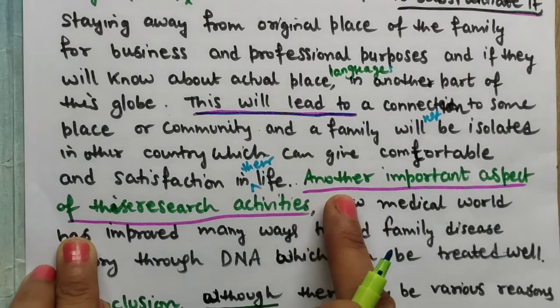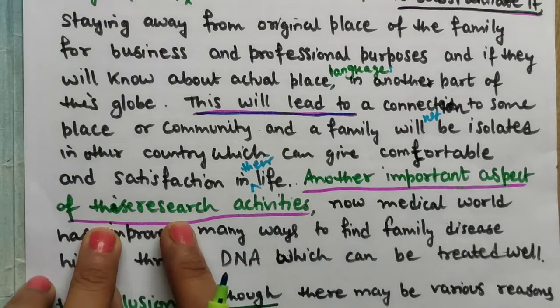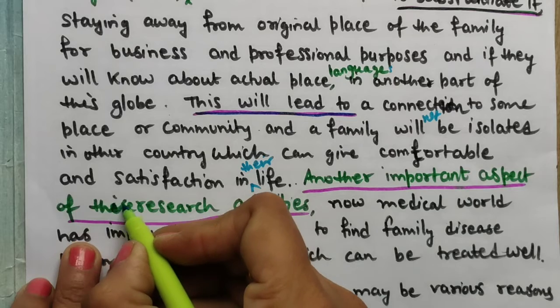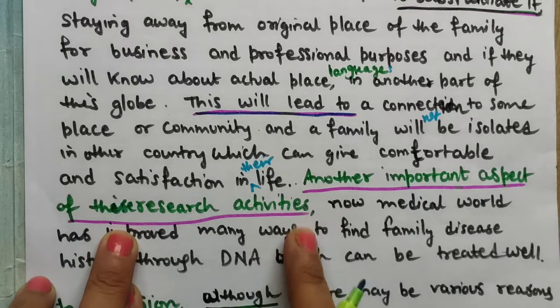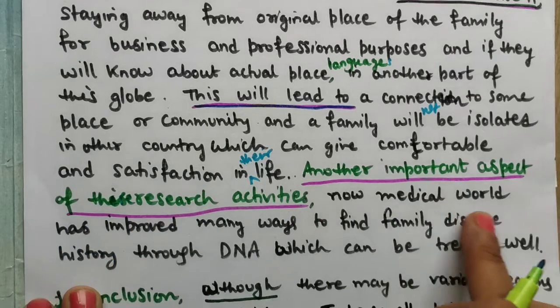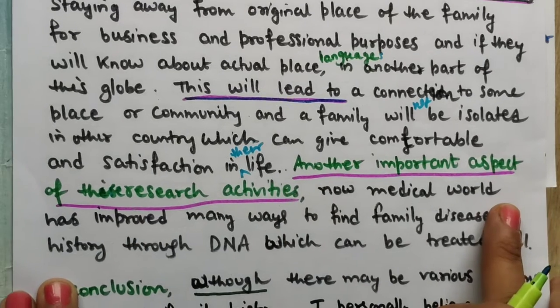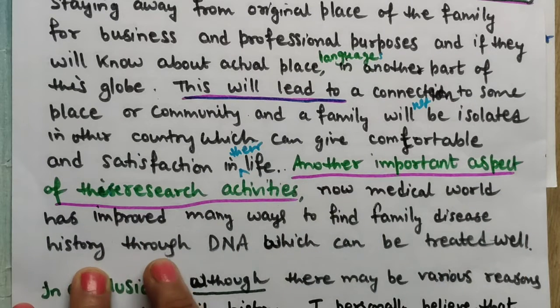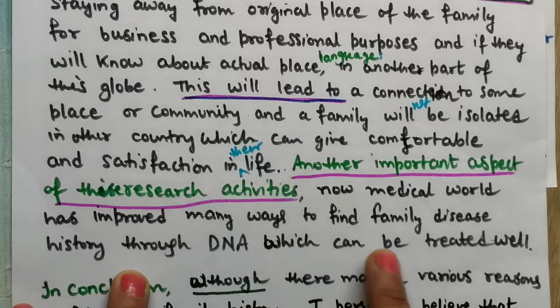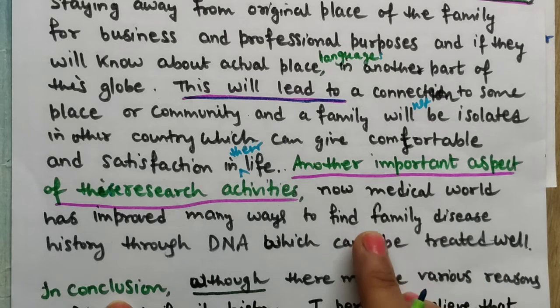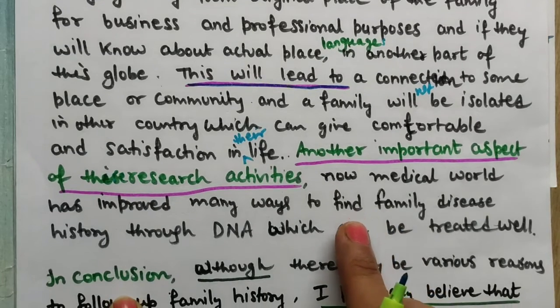So my next point, another important aspect of these research activities: the medical world has improved in many ways to find family disease history through DNA, which can then be treated well. Although I have not explained this point in detail, you can elaborate on it.